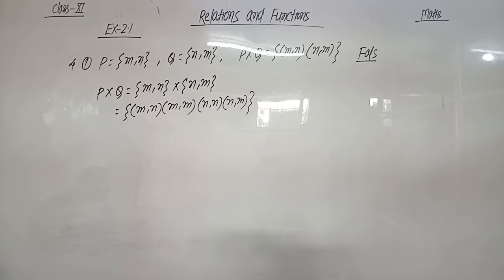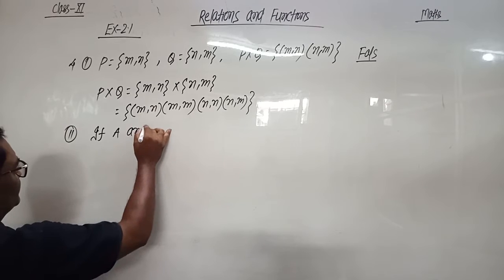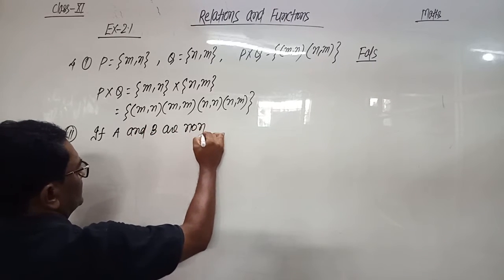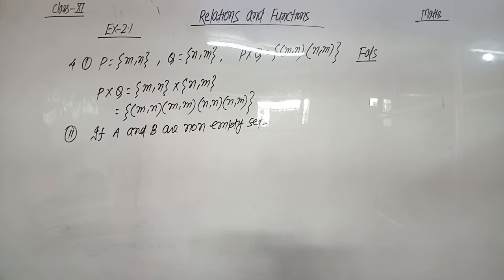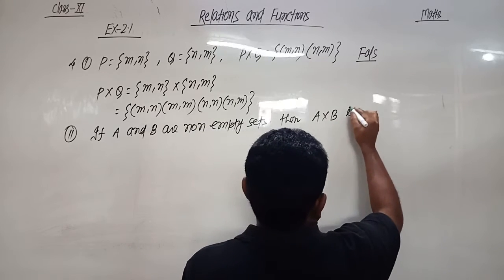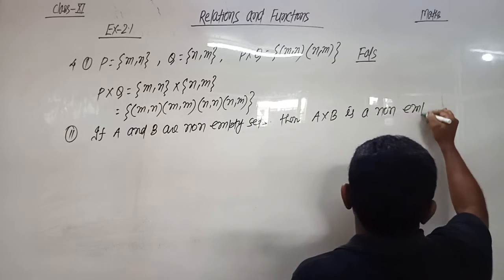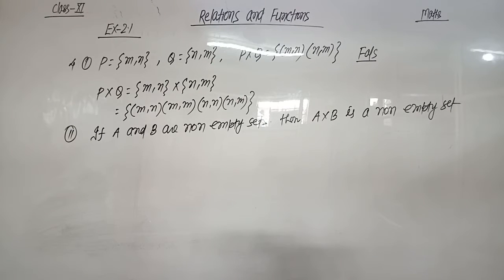Now the second statement: if A and B are non-empty sets, then A cross B is a non-empty set of ordered pairs (x, y). The second statement is given that if A and B are non-empty sets, then A cross B is a non-empty set.